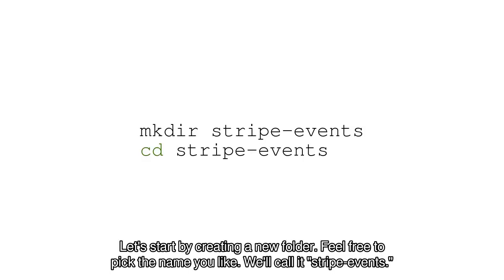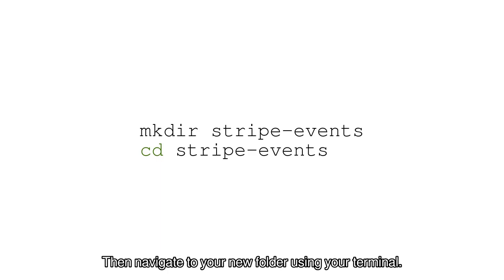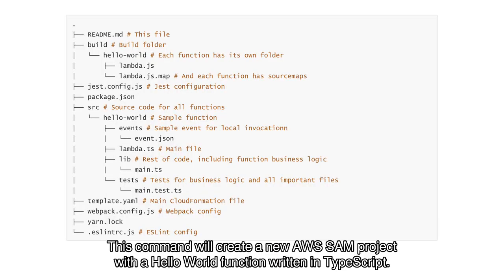Let's start by creating a new folder. Feel free to pick the name you like. We'll call it Stripe Events. Then navigate to your new folder using your terminal. You can initialize an AWS SAM project by running the following command from your new folder using your terminal. This command will create a new AWS SAM project with a Hello World function written in TypeScript.